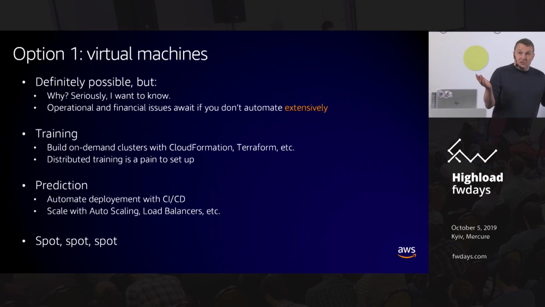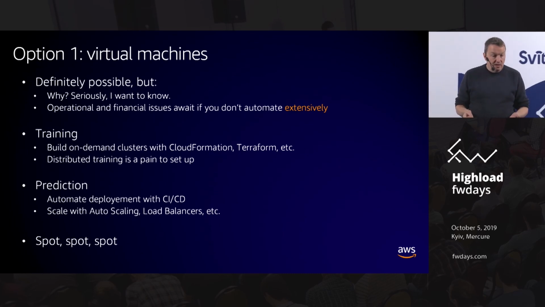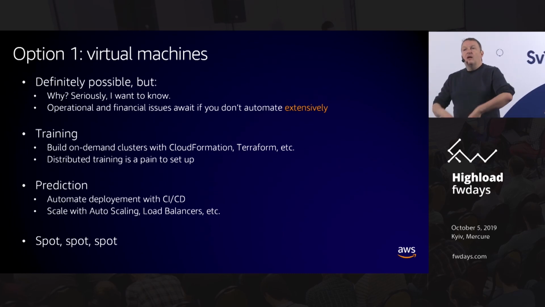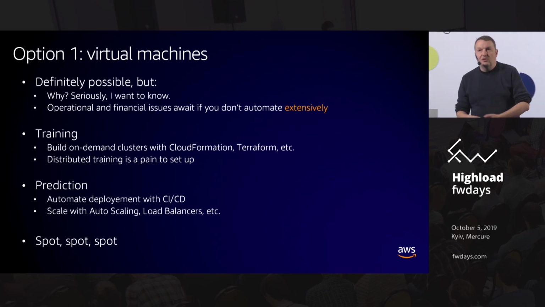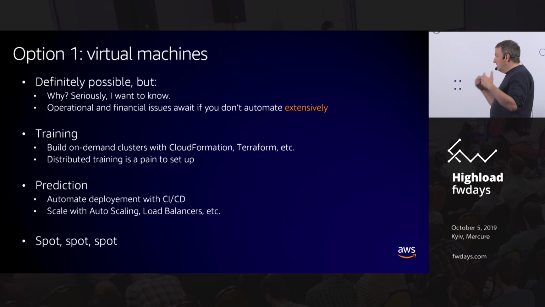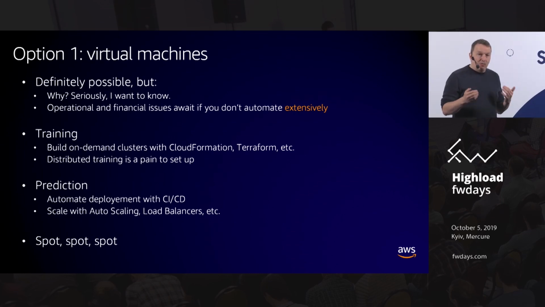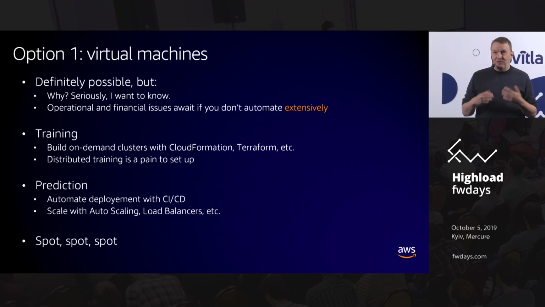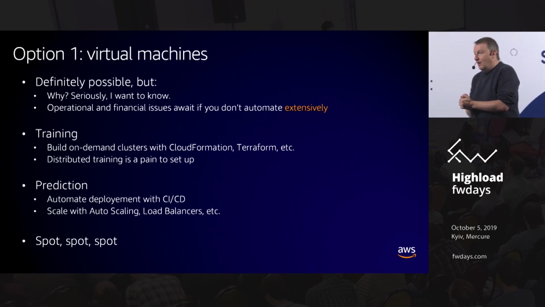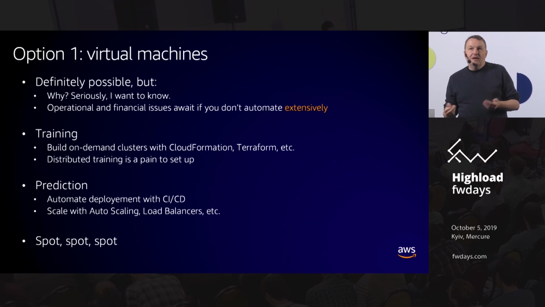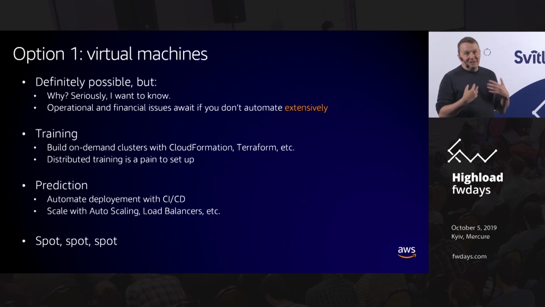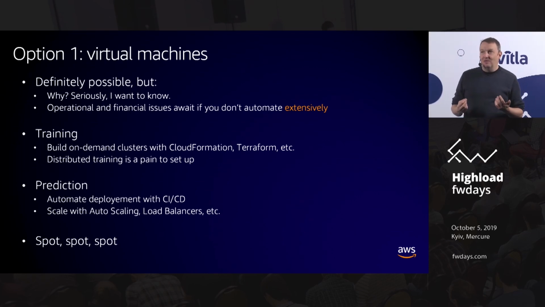Okay, so what are your options? The first option, of course, would be, hey, let's use virtual machines. Let's keep building EC2 clusters and EC2 endpoints and so on. Sure, it's possible, but I want to know why. If someone in the room is doing this at large scale, I want to know why you're not doing it another way. I'm not being sarcastic here. I just want to understand.